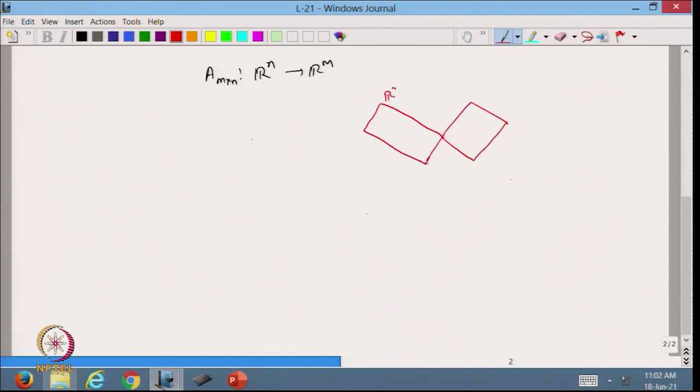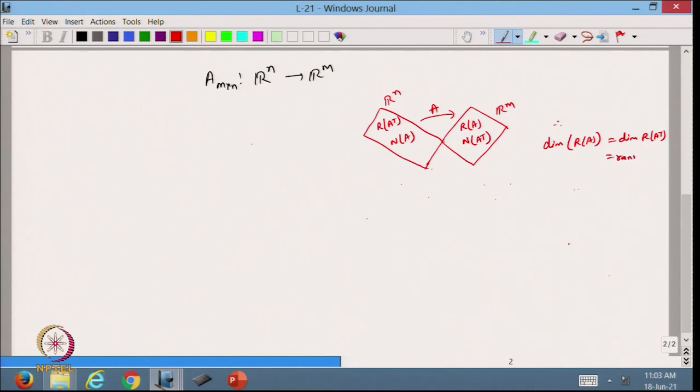So this is my R n and this is my R m, and we have a transformation A. We know the range space of the transformation, R of A, and the null space of A transpose. And we also know that the dimension of the range space of A is the same as the dimension of the range space of A transpose, and that is equal to the rank. Okay, so in this case we know this one. Now, just I want to give the flavor of the first one.